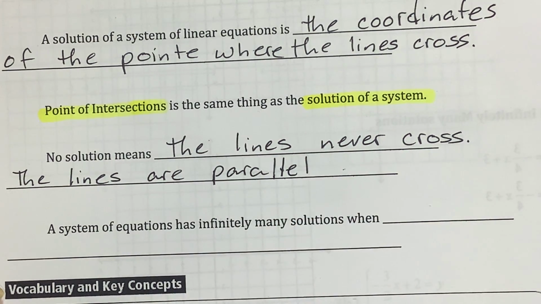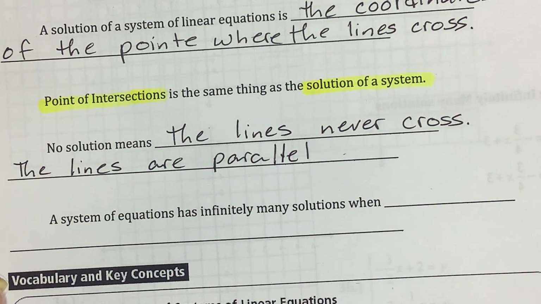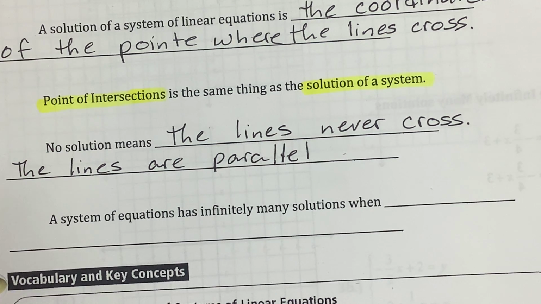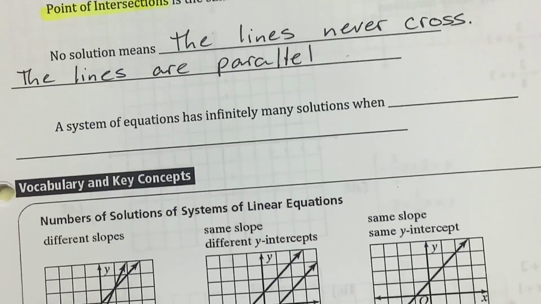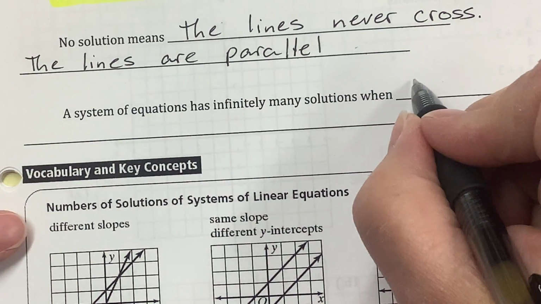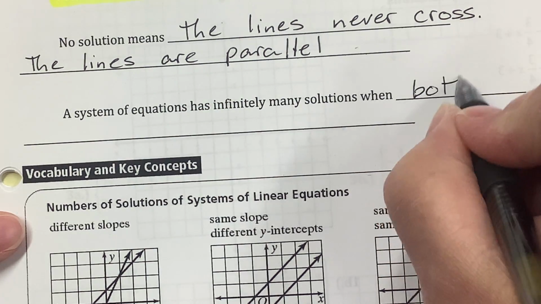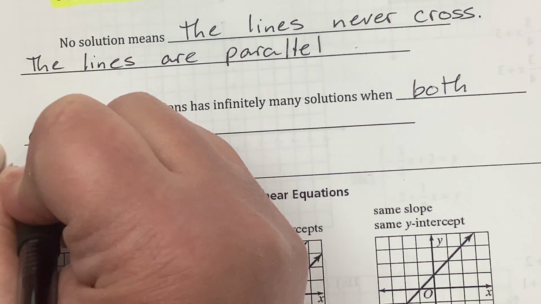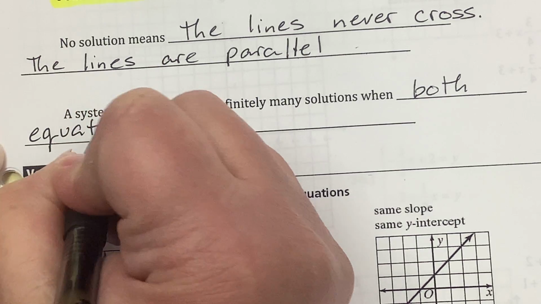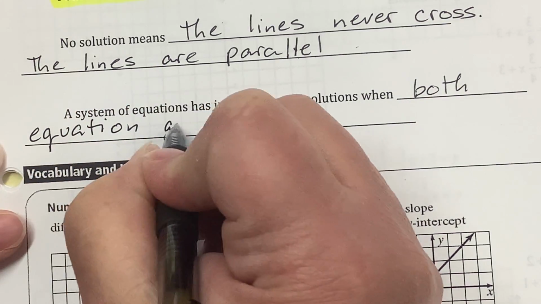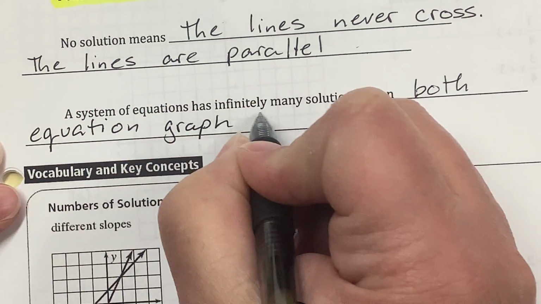A system of equations that has infinitely many solutions. Remember there was one solution, no solutions, and infinitely many solutions? And when you have lines that have infinitely many solutions, they graph to the same line. The equations graph to make the same line. Both equations graph to the same line.